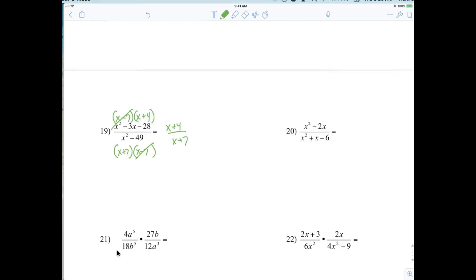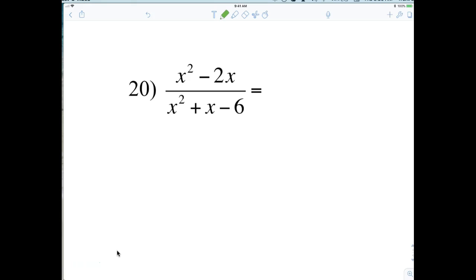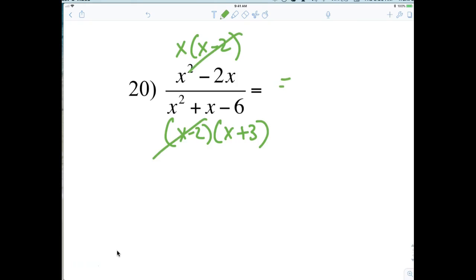All right. Number 20, what's common? x minus 2. So what do you think's left on the bottom? Exactly. So it's going to be x minus 2 and then x plus 3. What happens to the 2 x minus 2's? So you're left with x over x plus 3. Everybody feeling good about that? All right, that's just a review of Monday, or I'm sorry, Tuesday.